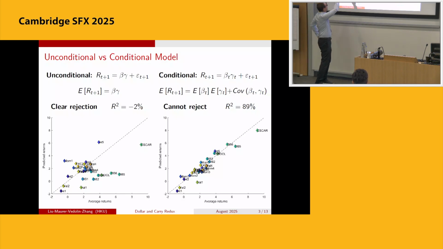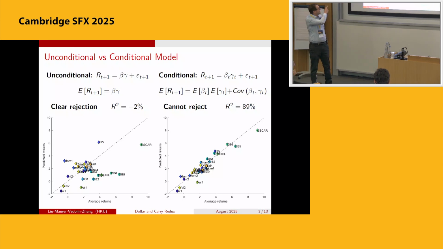So basically, if you do the unconditional model, where the return on the left-hand side depends on the factor loading beta times the risk premium gamma, and that stuff is constant, and you do this for a set of 27 test assets, you see that the predicted returns in the model versus the average returns in the sample, there's really nothing explained. These test assets, if the model works well, should line up on that 45-degree line. Obviously, they do not. And R-squares are basically 0.